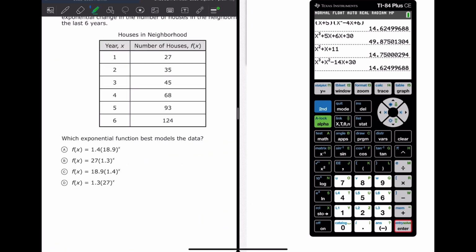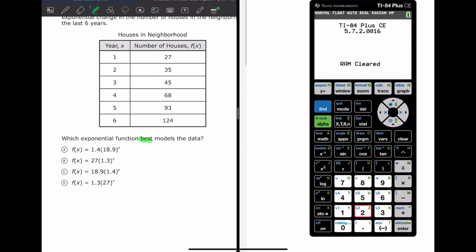We see a table, but we do not see rate of change. So what we're going to do here is go to y equals. Under y1, you're going to enter each answer choice and see which is the closest, because it's asking for which best models the data. So it may not be exactly equivalent, but it'll be the closest answer.